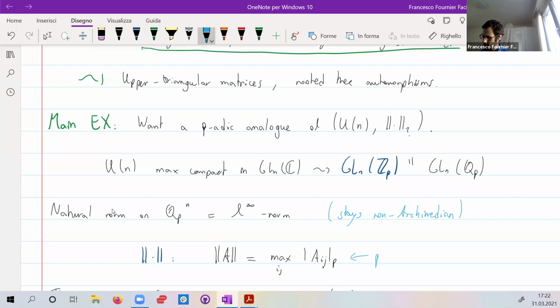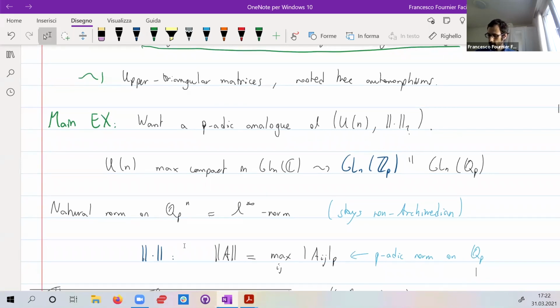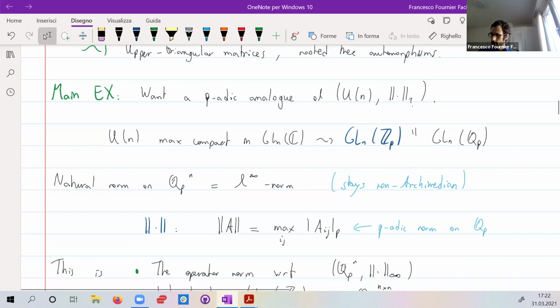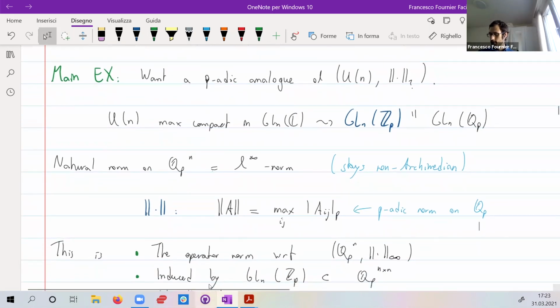So this is the p-adic norm in Q_p. And I claim that this is the correct choice with respect to the criteria I have mentioned before. Why? Well, on the one hand, this actually coincides with the operator norm with respect to Q_p^n and the L infinity norm. So it's an analog of U(n) with the operator norm. It also coincides with the metric induced by including the matrices inside Q_p^(n×n). Okay, so this is like Frobenius.